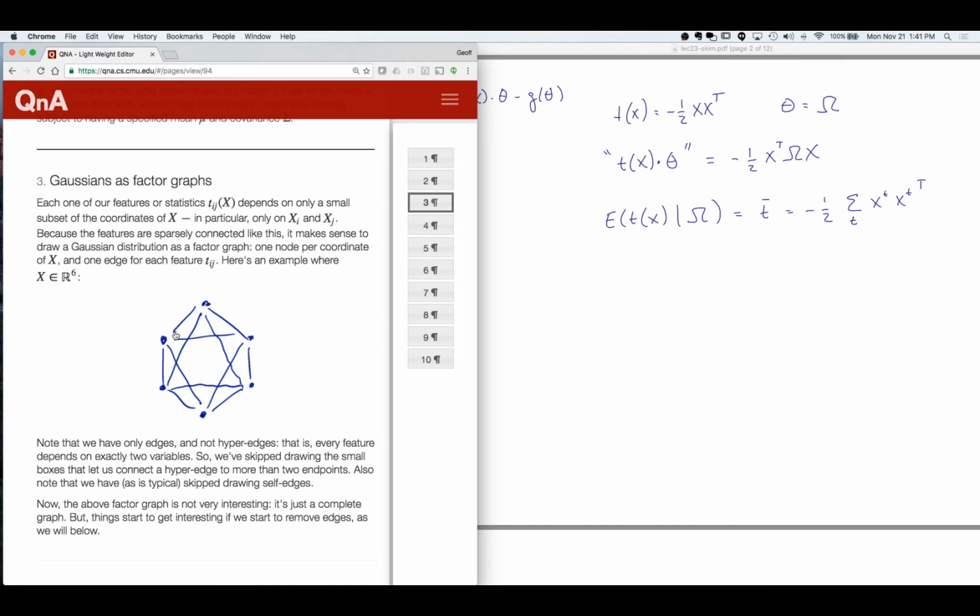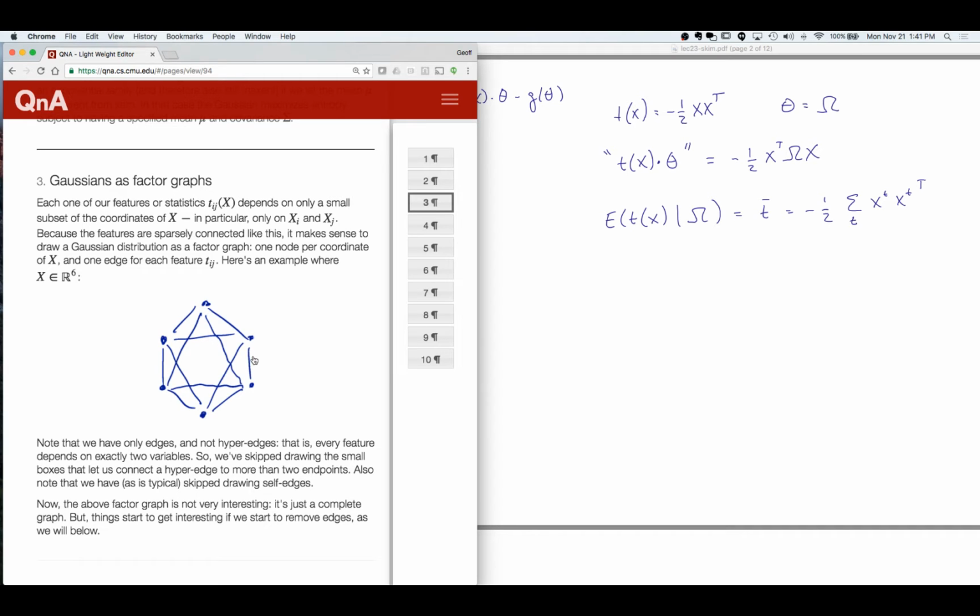And so we can draw a factor graph for a Gaussian distribution, and it's going to look like this. Here is a factor graph for 1, 2, 3, 4, 5, 6 different components. So x is in R^6, and every pair of components of x is connected because there's one feature T_ij that connects each pair x_i and x_j, right?